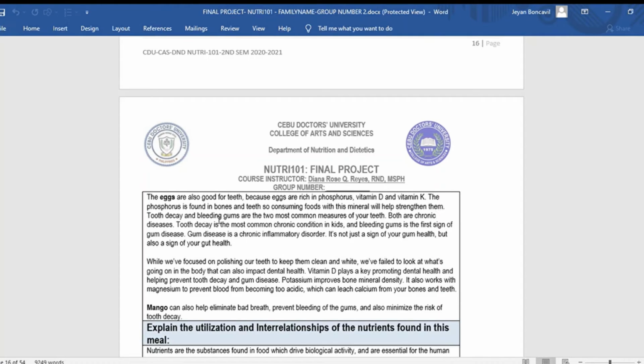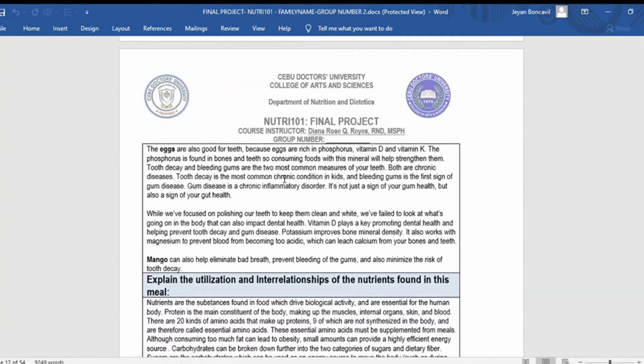Tooth decay and bleeding gums are the two most common measures of your teeth. Both are chronic diseases. Tooth decay is the most common chronic condition in kids, and bleeding gums is the first sign of gum disease. Gum disease is a chronic inflammatory disorder. It's not just a sign of your gum health, but also a sign of your gut health. While we focus on polishing our teeth to keep them clean and white, we fail to look at what's going on in the body that can also impact dental health.